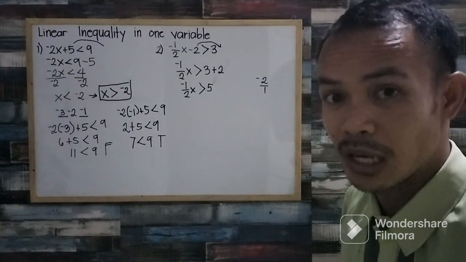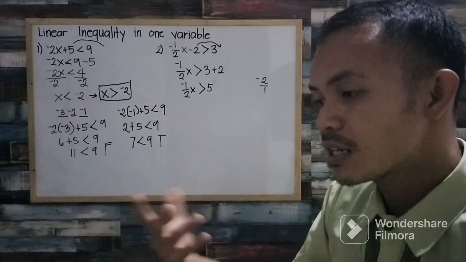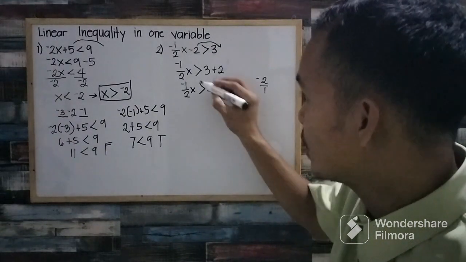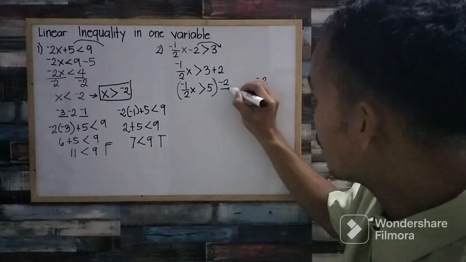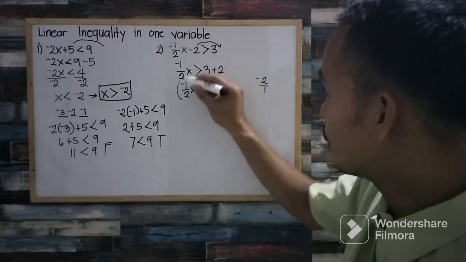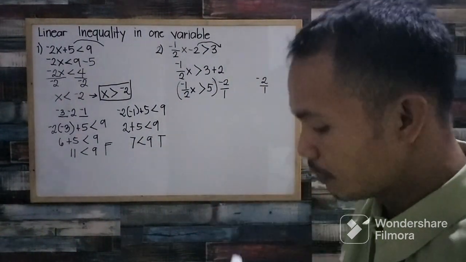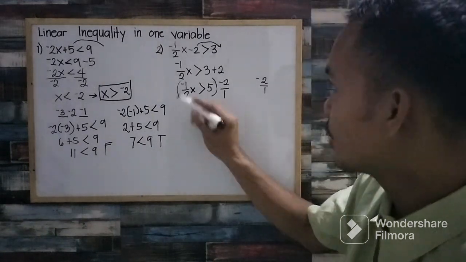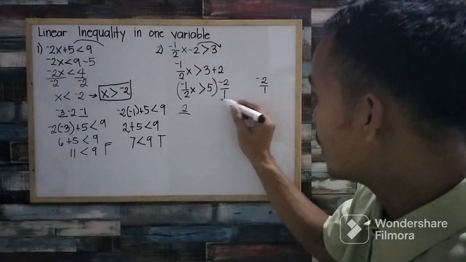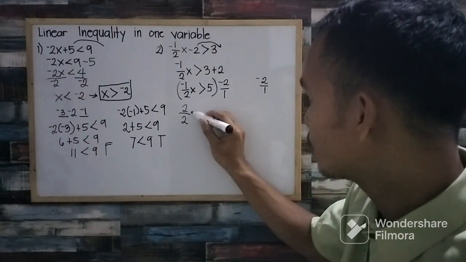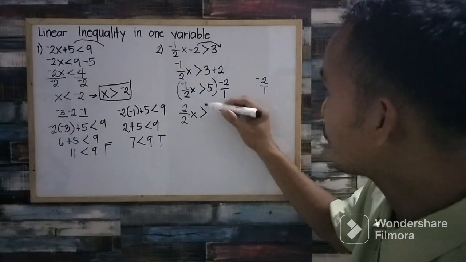That is its reciprocal. Yung buong expression, i-multiply natin sa reciprocal ng coefficient. So, multiply the whole expression by negative 2 over 1. Alright? And then multiply each term by the reciprocal of the coefficient. So, negative 1 times negative 2, that is 2. And 2 times 1, that is 2. So, that is 2 over 2x is greater than, okay?